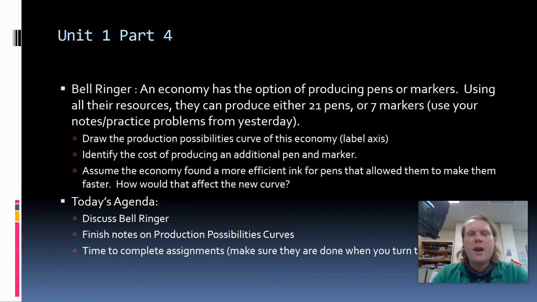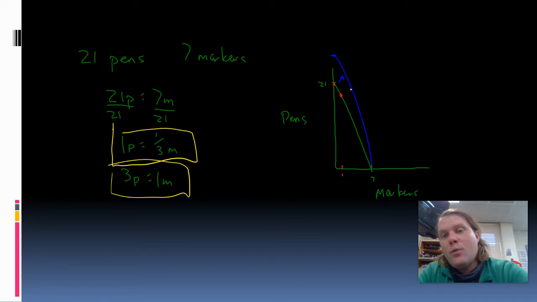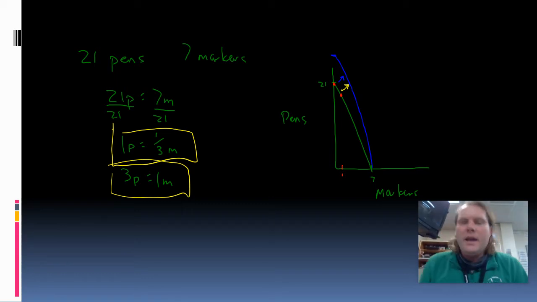We said assume the economy found a more efficient ink for pens that allowed them to make them faster. What does that mean? Well, that means our resources have changed. And our available resources now are obviously more efficient. And so our prediction is going to be that we're going to be able to make pens faster. So our new line would look something like this, shifted outwards to the right as we predict what would happen in our economy.